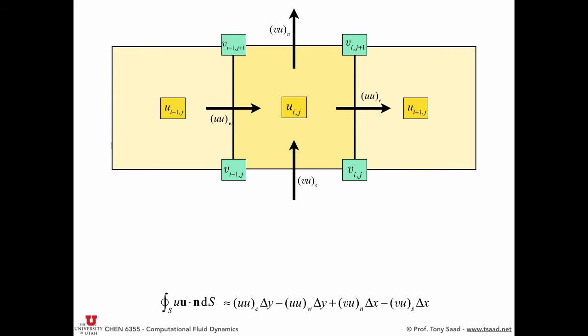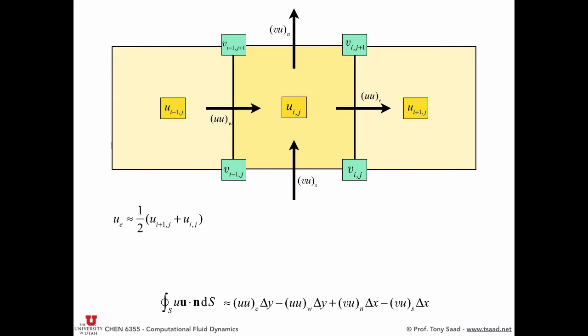So to construct UU east, UU west, VU north, etc., we're going to need U east, U west, V north, U north, V south, and U south, because we're going to take their products. So let's go ahead and do those. What do you think U east is, if we're just going to average? Ui plus Ui plus 1 over 2, right? So U east is the average of these two velocities. And then UU east is this guy squared, essentially.